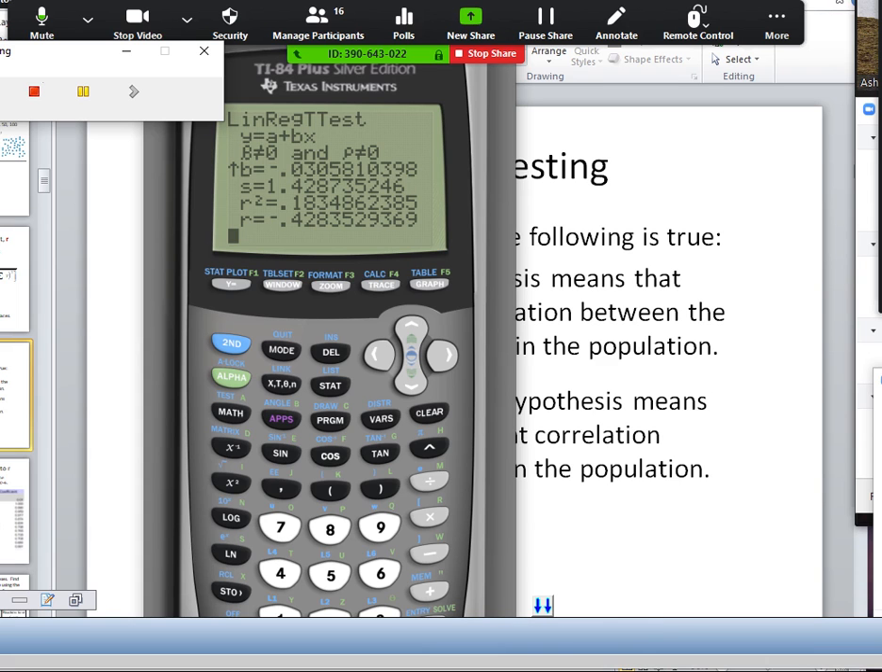Okay. So here's a better one. Here you can see the R here, negative 0.428 in this case, and here's the B. So it should look something more like that.